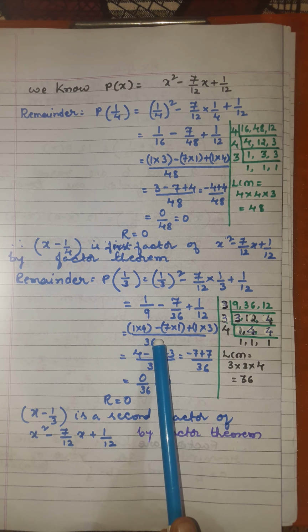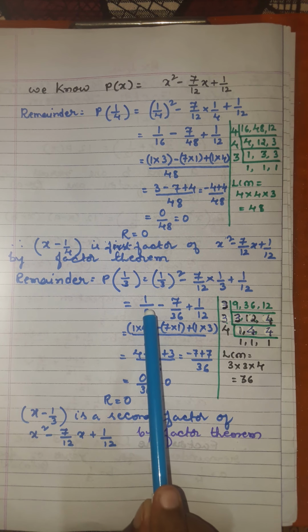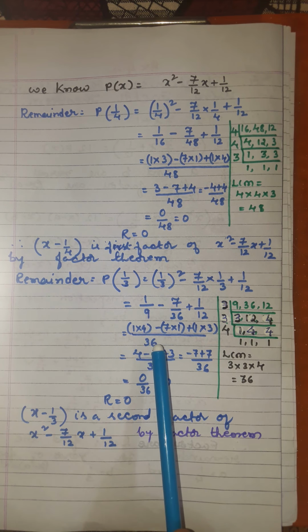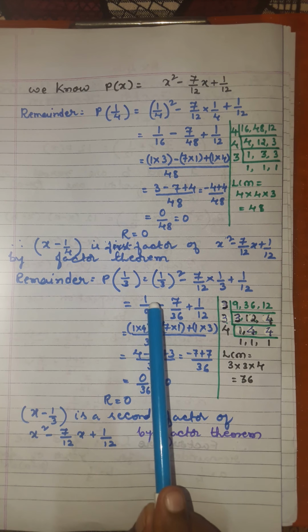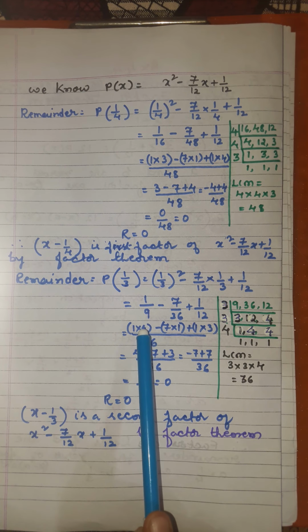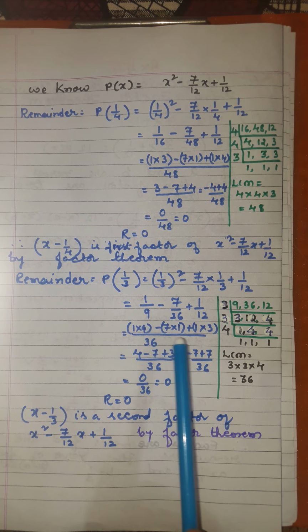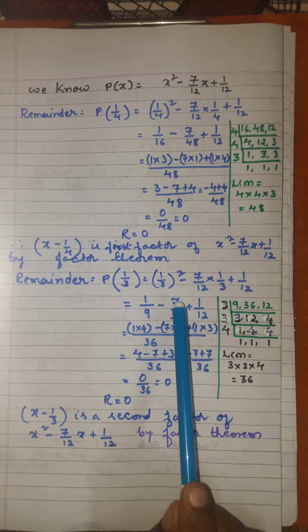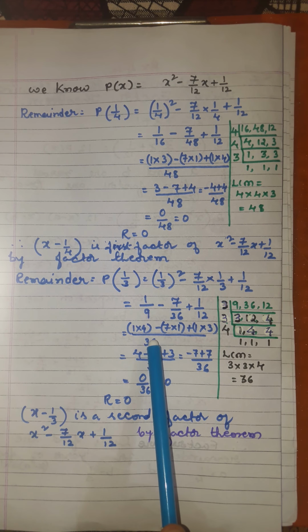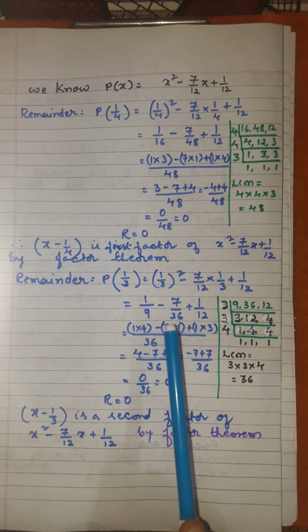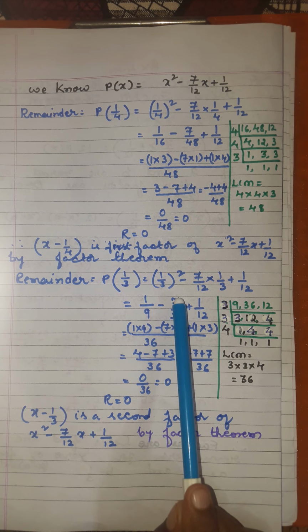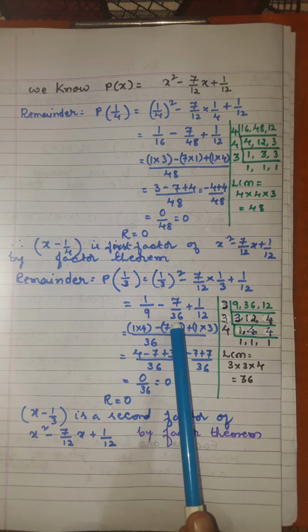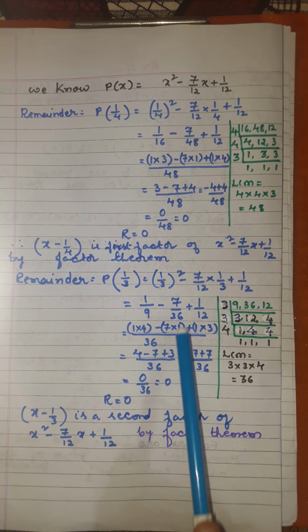Now divide the LCM by the denominator of the first fraction. Denominator of the first fraction is 9. So when you divide 36 by 9, you will get 4 as the quotient. Multiply the numerator of the first fraction by the quotient, that is 4, and put it in the bracket, 1 into 4. Then you have minus here. Then divide 36 by the denominator of the second fraction, that is 36 divided by 36 is 1. Quotient is 1. Now multiply the numerator of the second fraction by the quotient, that is 1. So 7 into 1, put it in the bracket. Then you have plus here.